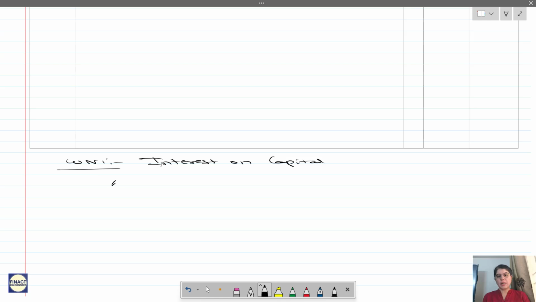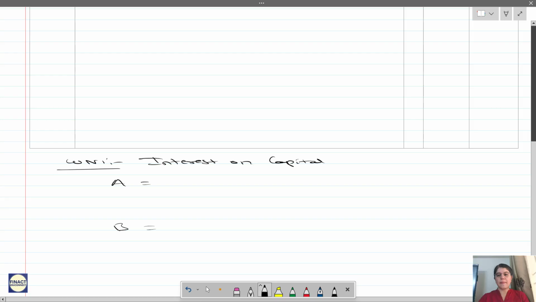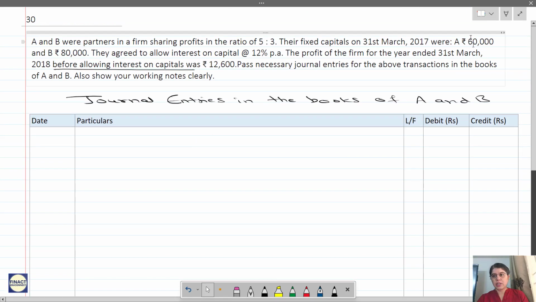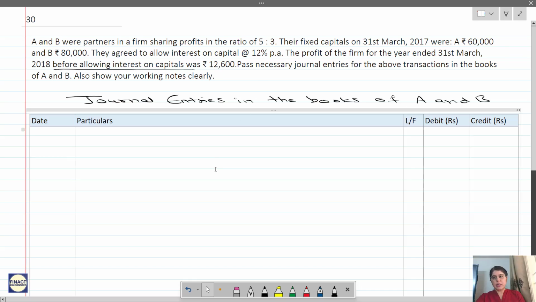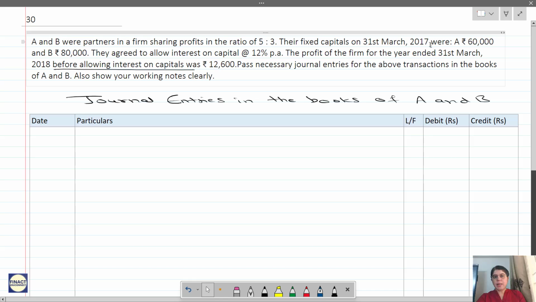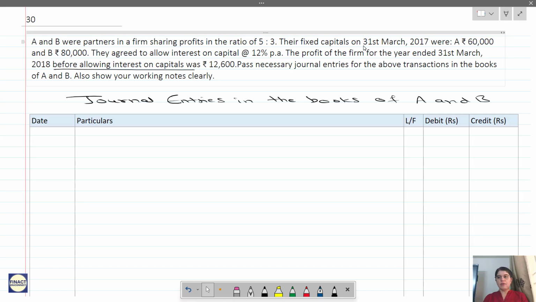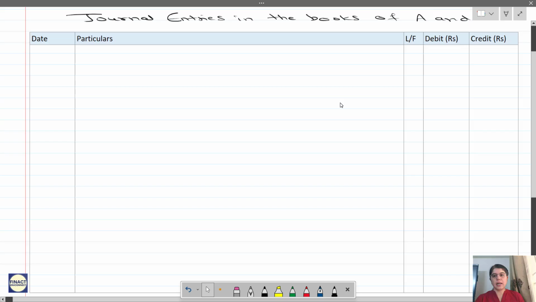So you have two partners, A and B. How much is the interest on capital of A? Let us calculate. So 60,000 and 80,000 are the balances and 12% is the interest. Their fixed capitals on 31st March 2017 are 60,000 and 80,000. So that means on 1st April 2017 also their capital balances are 60,000 and 80,000, and we have to calculate the interest on capital for year 17-18. So opening balance is 60 and 80. Let us calculate.